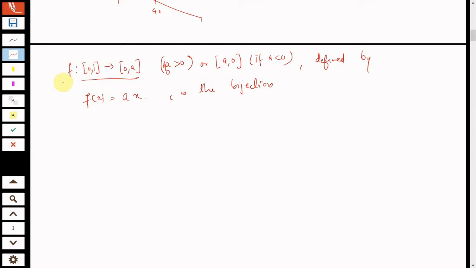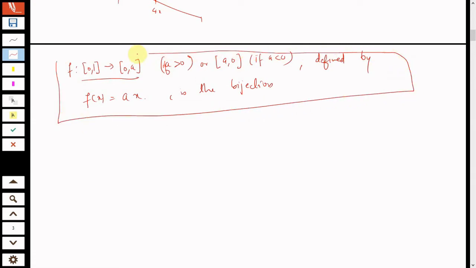So this is now the general way of producing a bijection from the closed interval 0 comma 1 to any interval that starts from 0, or where one endpoint is 0. Okay, so this is one section that we have proved.